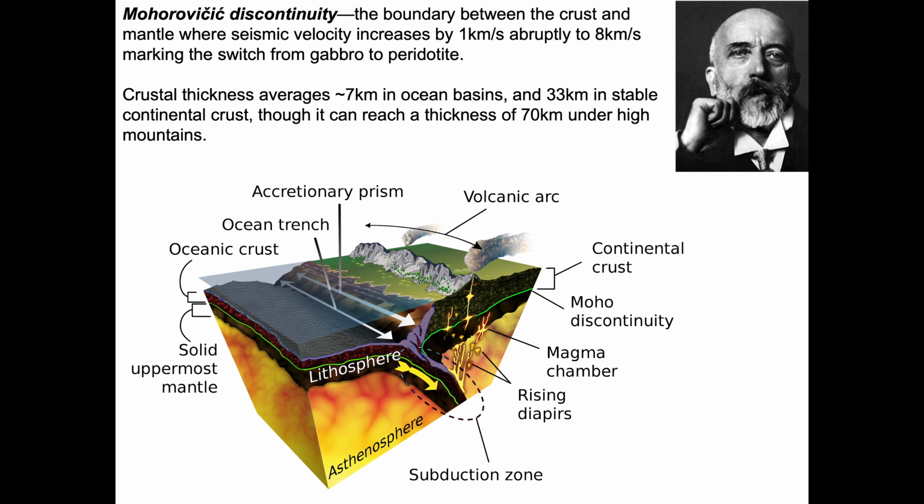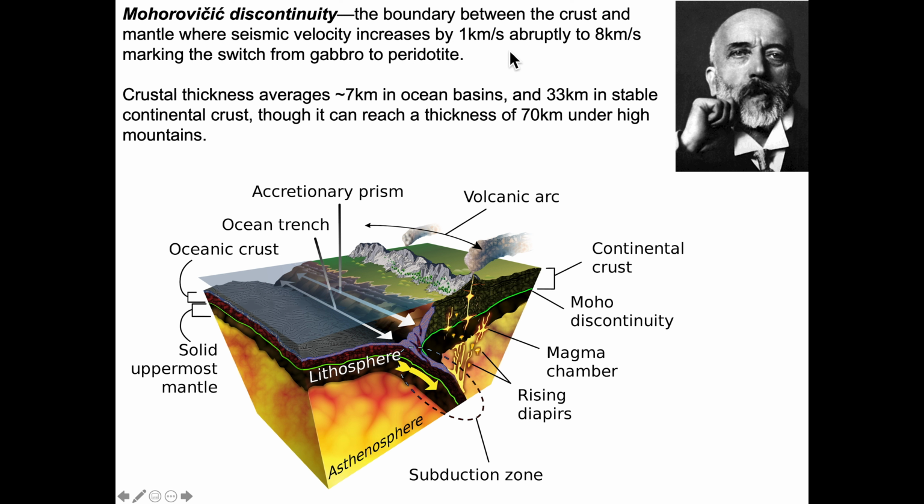This was noticed about 100 years ago by this man. This is Andrija Mohorovicic. And this discontinuity here, the Mohorovicic discontinuity, is the boundary between the crust and the mantle. And this is where the seismic velocity increases by about 1 kilometer per second.